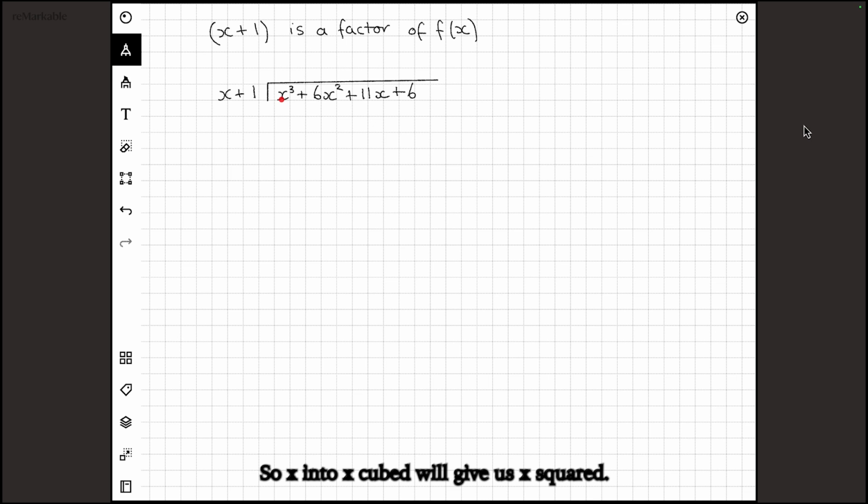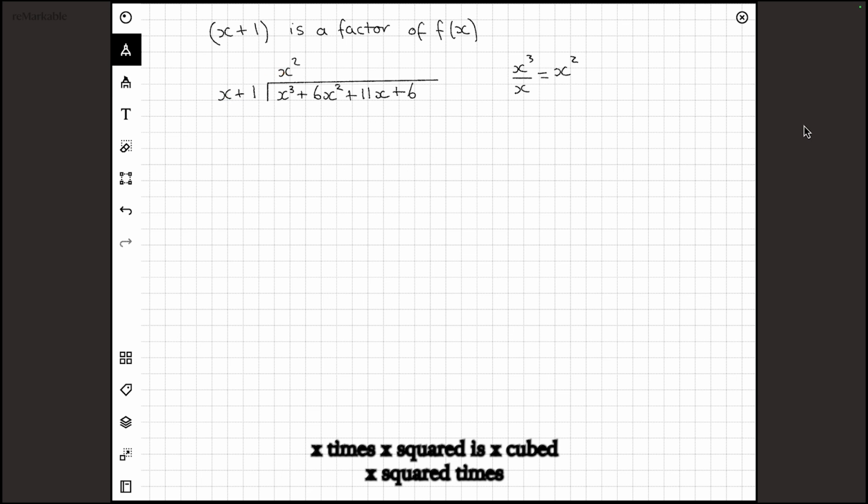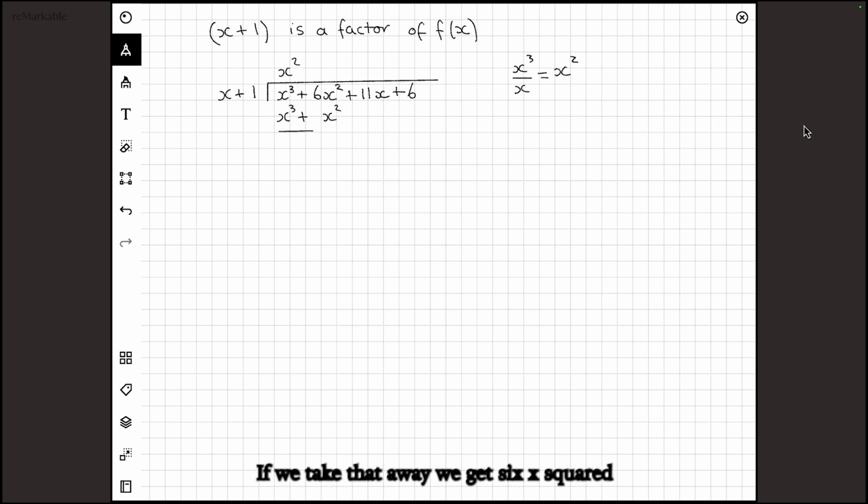So x into x cubed will give us x squared. So remember, x cubed divided by x will equal x squared. x times x squared is x cubed. x squared times 1 is plus x squared. If we take that away, we get 6x squared take away x squared, which is 5x squared.